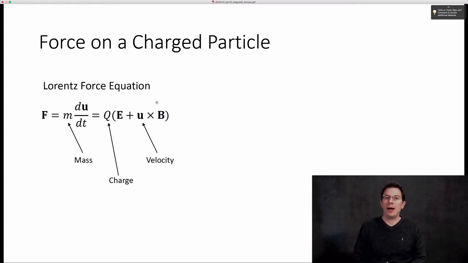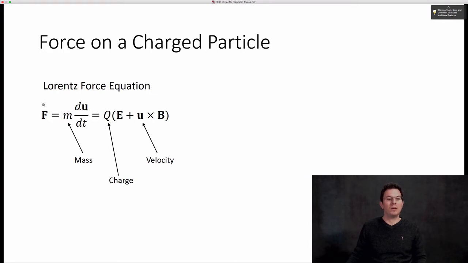Well, it turns out that the magnetic field also exerts a force on charged particles in motion. And that force is given by Q times the velocity of the particle crossed with the magnetic flux density B. So the total force that a charged particle feels is given by the Lorentz force equation here.